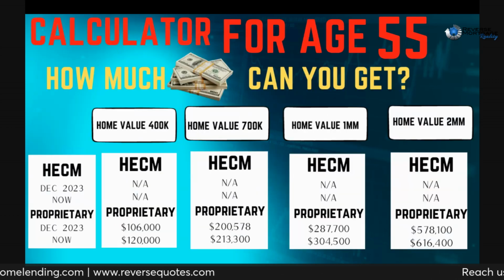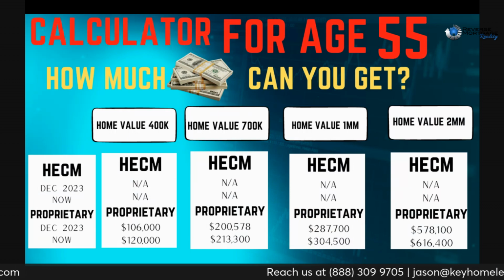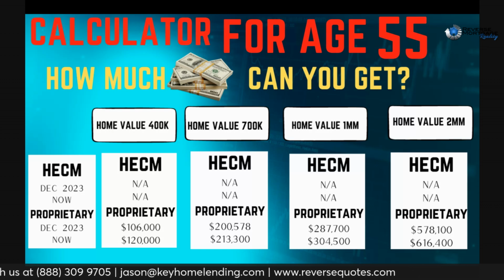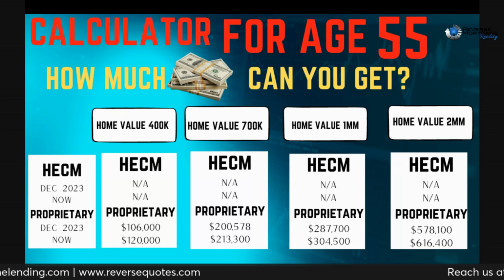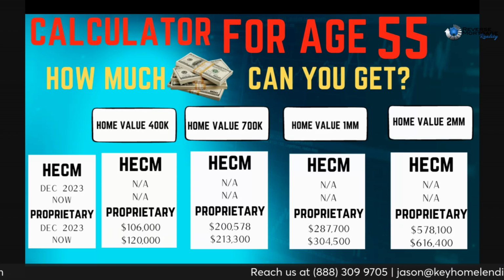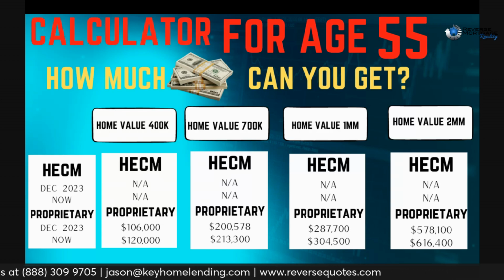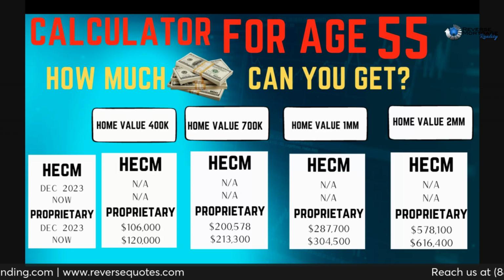All right, age 55. Excuse me. Home value, 400. First of all, you can see the HECM is not available. So why is the HECM not available for age 55-year-olds, but you can do a proprietary? I'm going to explain it in a couple slides, I think, but go ahead, and if you think you know, go ahead and comment that below. I want to see what you think. So HECM, not there for 55-year-olds. Proprietary, December was 106, now it's 120. That's a pretty big jump.